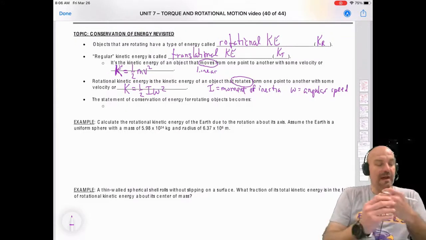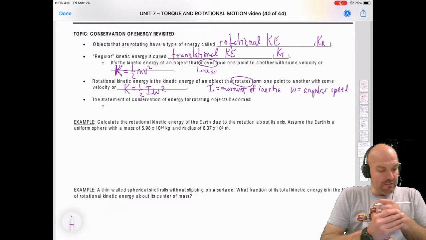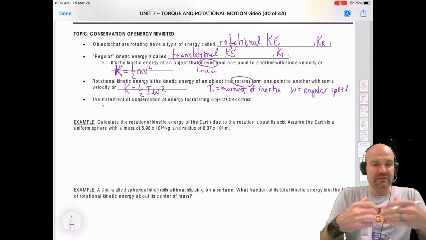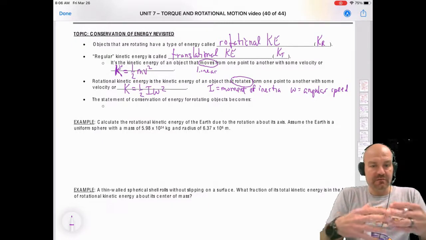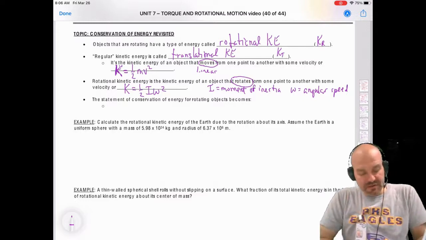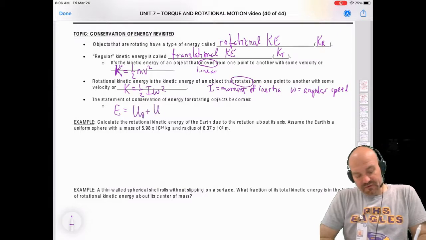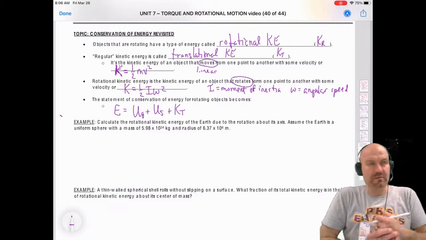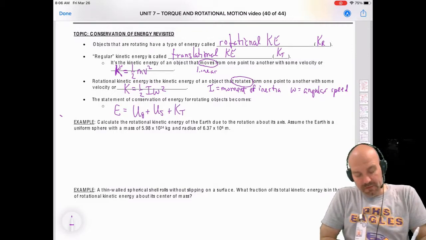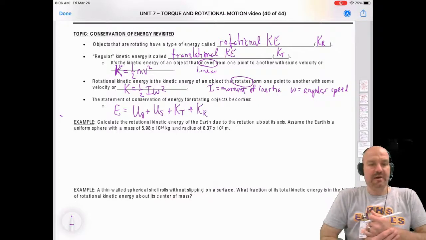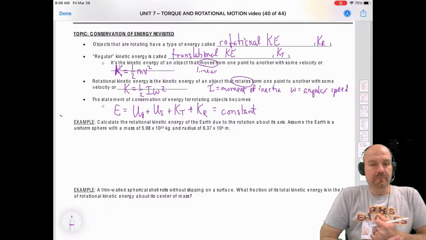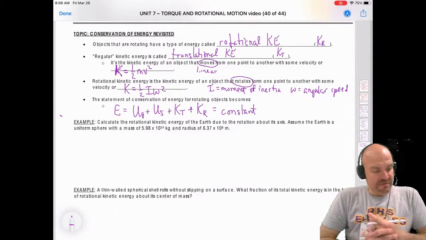Okay, so what really happens is that we change up our energy equation. The statement of conservation of energy for rotating objects now simply becomes E equals U_G plus U_S plus K_T. So that's the stuff from unit 3 and 4, sorry. Now we add in that rotational aspect, and this is going to equal a constant. And so here are some example problems.